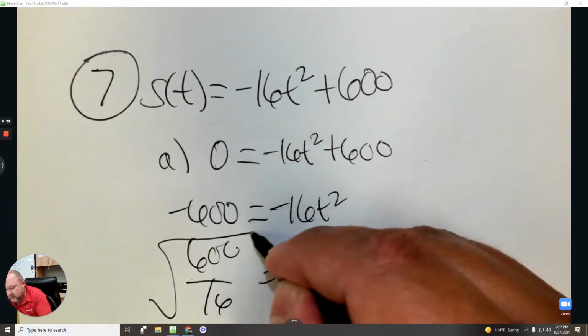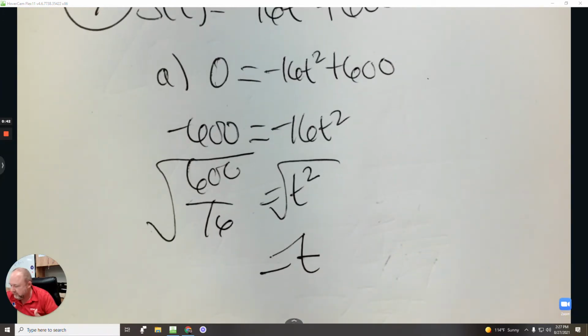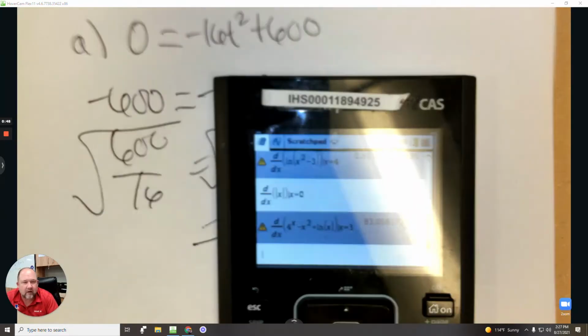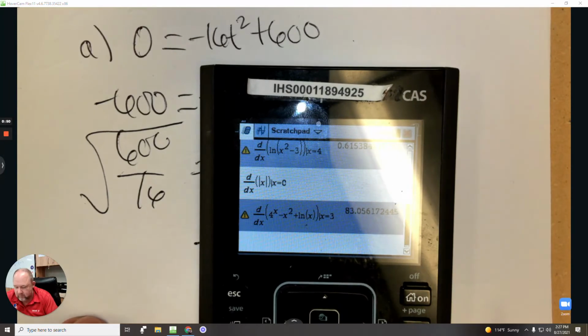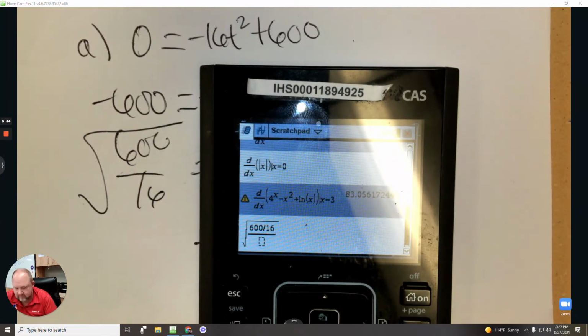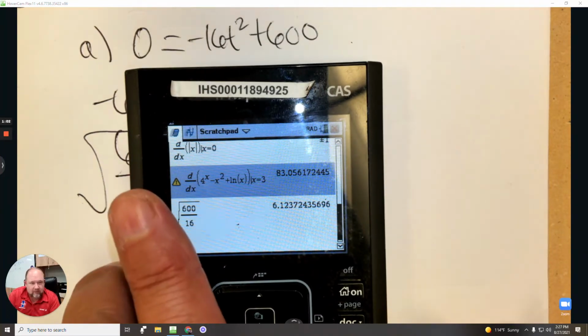Divide by negative 16. So a negative divided by negative is positive. 600 divided by 16. I don't know what it is. You got to use a calculator. So when you take the square root, the answer is only positive because it's a real world situation. I didn't think it went in evenly, so that's why I was kind of looking around. And then what is the square root of that? 600 divided by 16. Oopsie. And there you go. So 6.123.